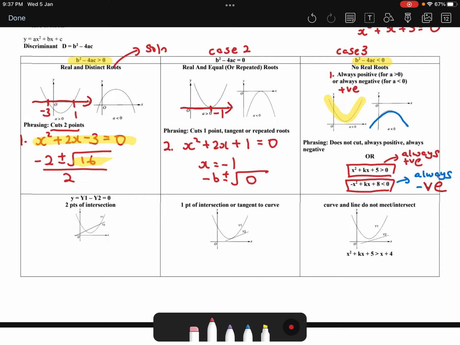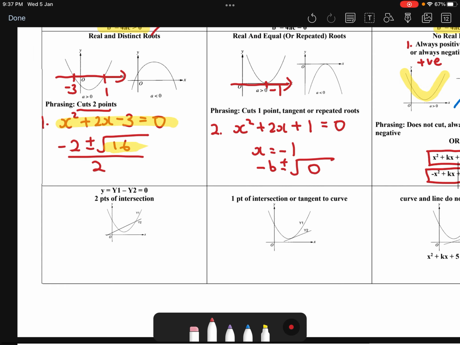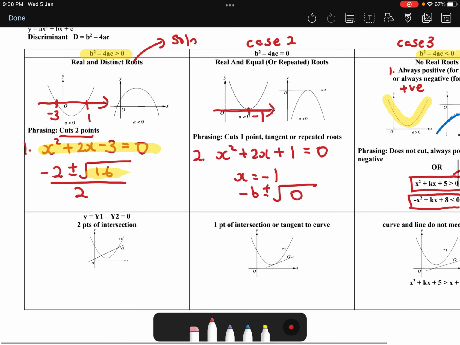Besides the graph and the x-axis intersecting, I can also have two graphs intersecting. So of course, I will have a quadratic curve and a straight line graph. For example, for this case number 1, you'll notice that I have two graphs. The first is your so-called quadratic graph. The second is your straight line graph. So if they intersect at 2 points, this means that we will have two answers.